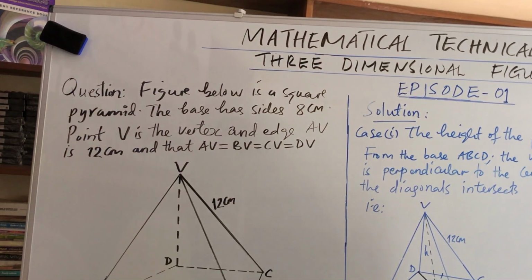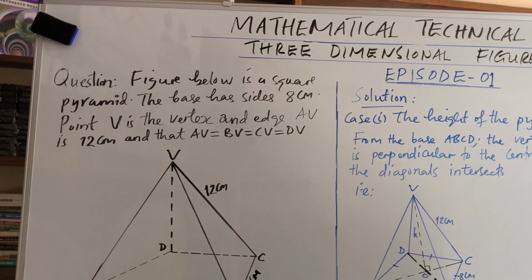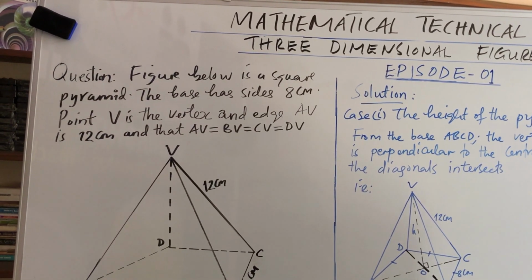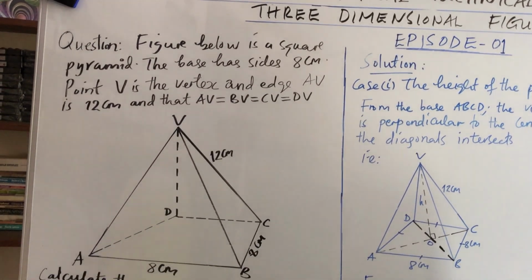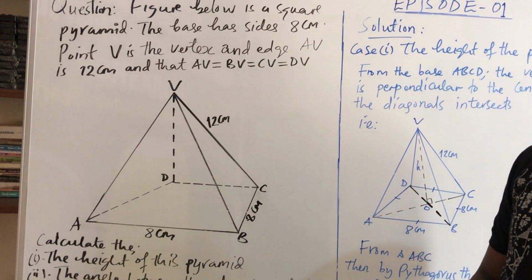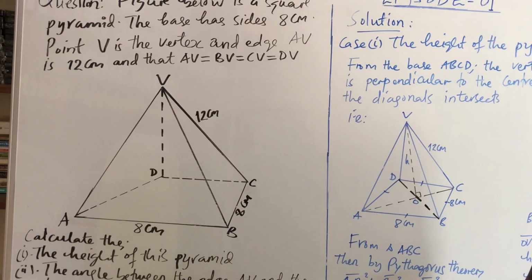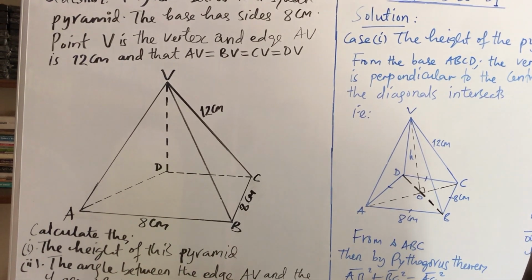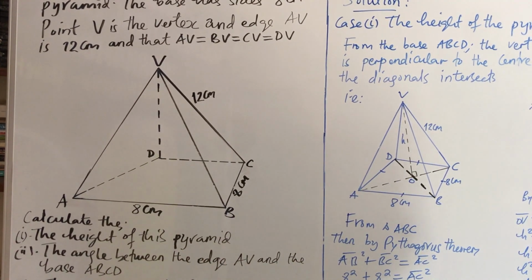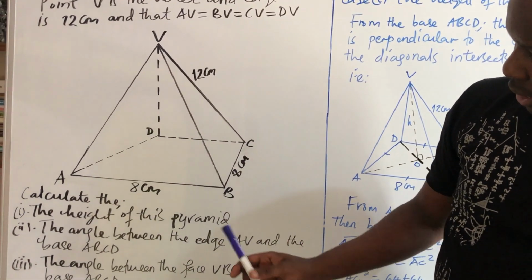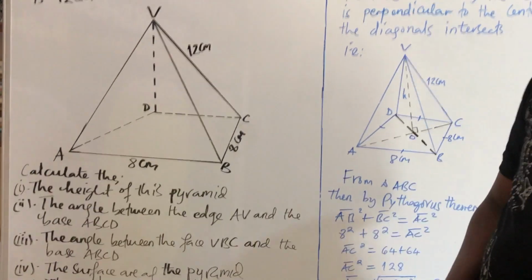The figure below is a square pyramid. The base has sides of 8 centimeters. Point V is the vertex and the edge AV is 12 centimeters in size, and that's AV equals BV equals CV equals DV. As you can see now, the square pyramid is shown. Now we are required to calculate the following.